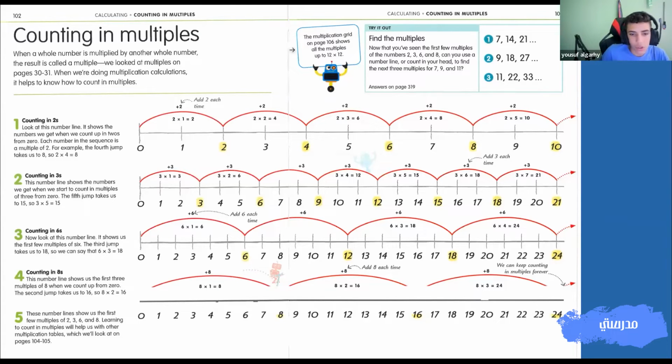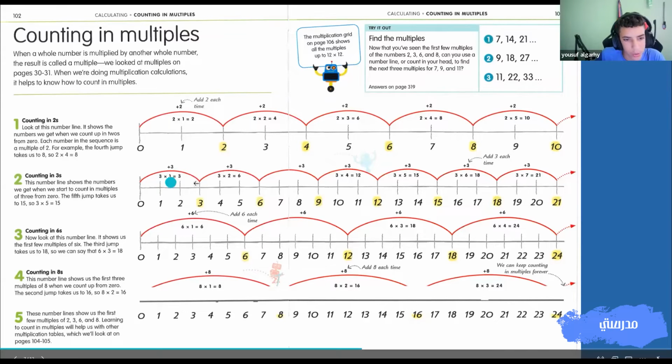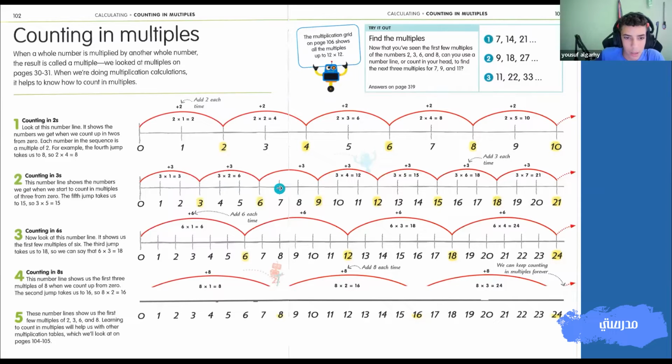And these are all multiples too. So 3 times 1 is 3. 3 times 2 is 6. 3 times 3 is 9. 3 times 4 is 12. 3 times 5 is 15. 3 times 6 is 18. And 3 times 7 is 21. So these are all multiples. Now we're going to go with a bigger number.